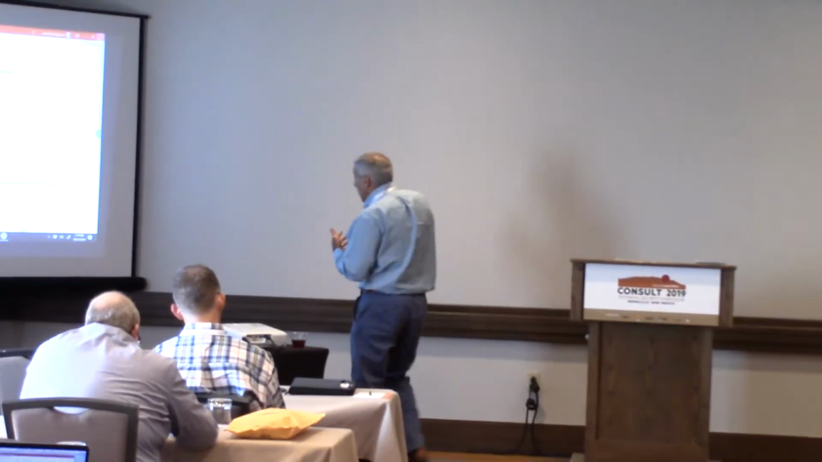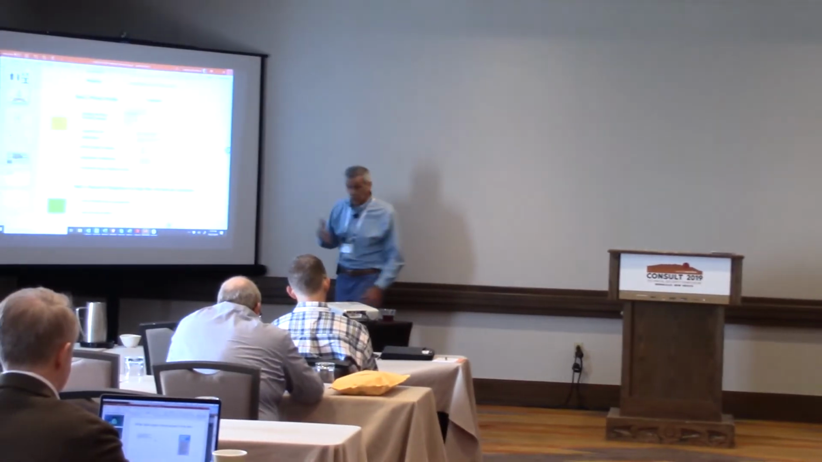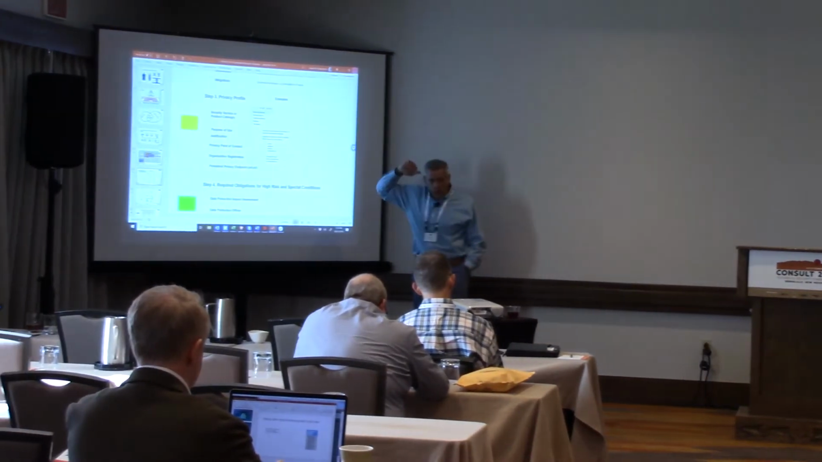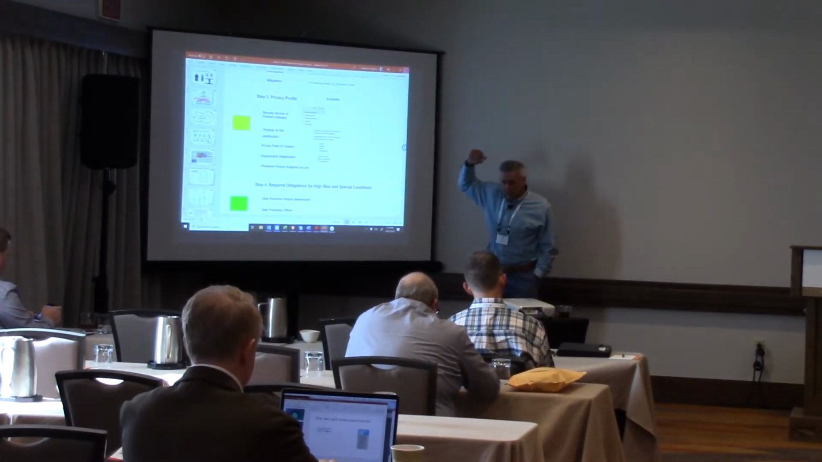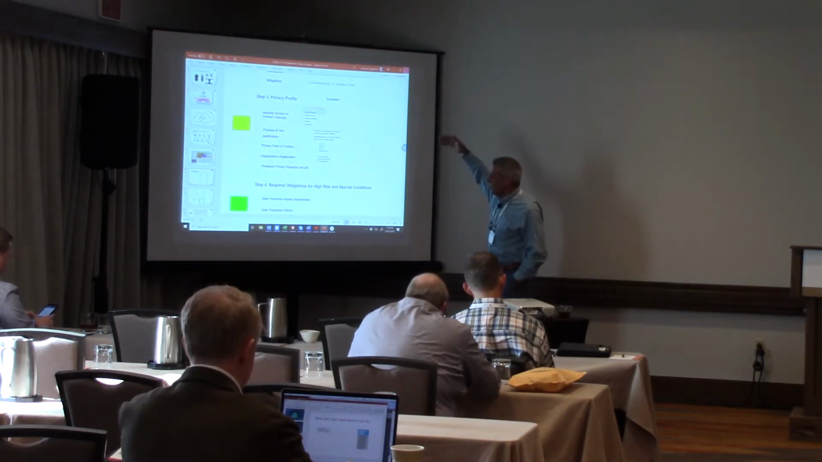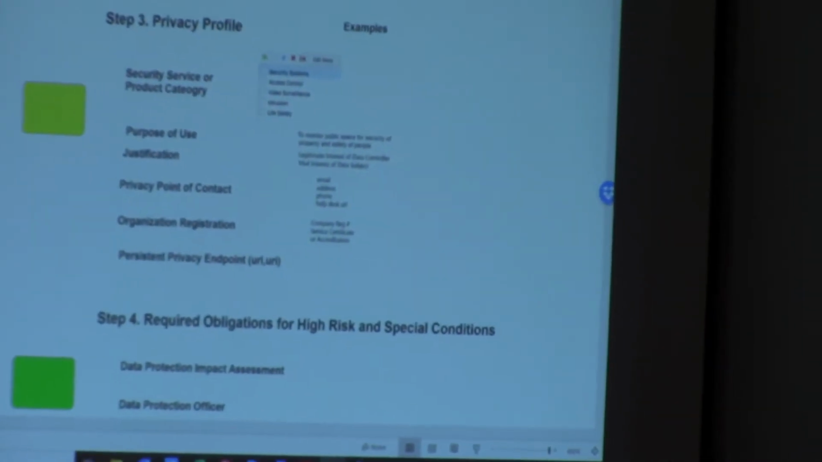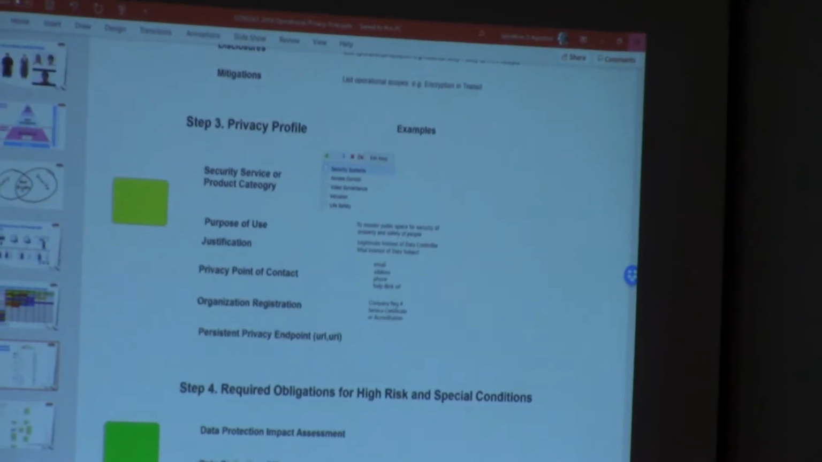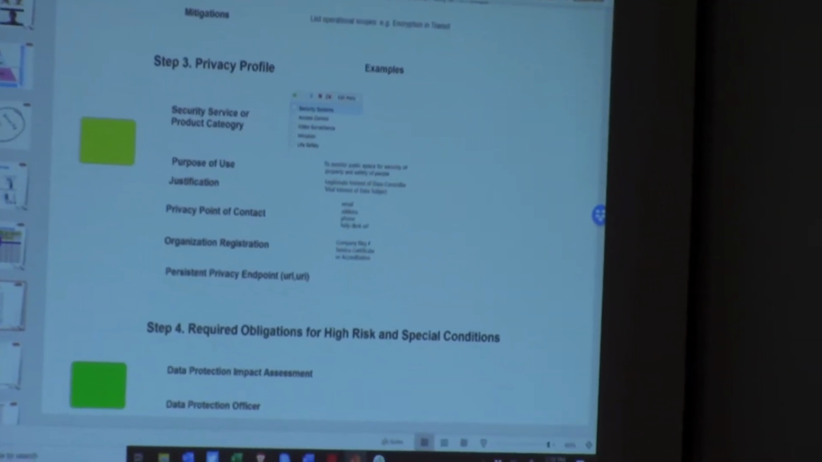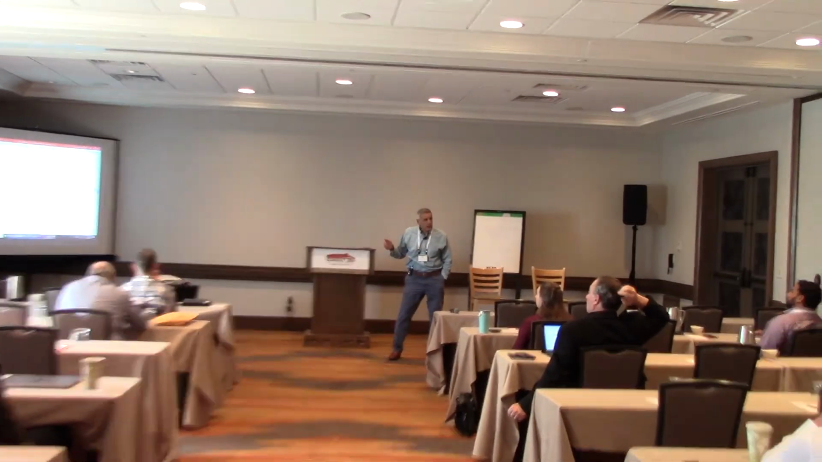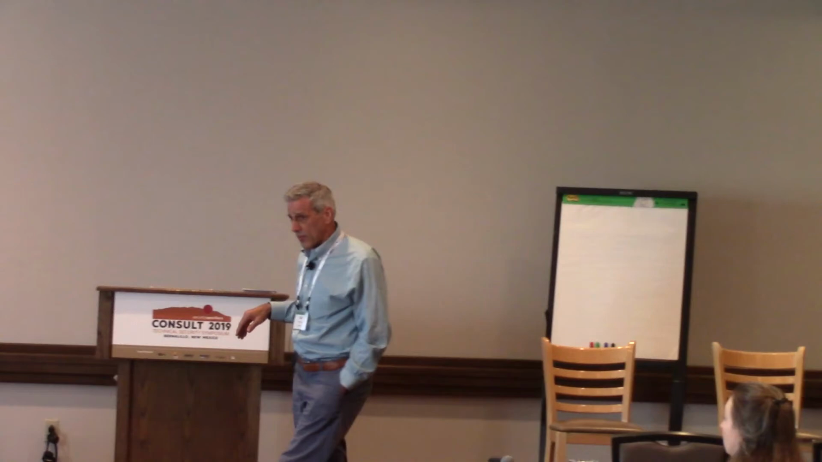And again, these are things you can help customers with, or we can help you help customers, or customers can help themselves, but they should be going through this process, right? So identify the service, understand your purpose and the justification, establish a point of contact for it, register your organization, and then have some persistent privacy endpoint. That's either going to be a landing page, which is typically /privacy, or in most cases simply a privacy policy. We think you can actually do more, and I'll give you an example of a mock-up of what we think that looks like.